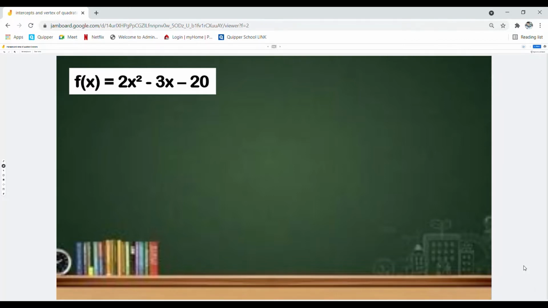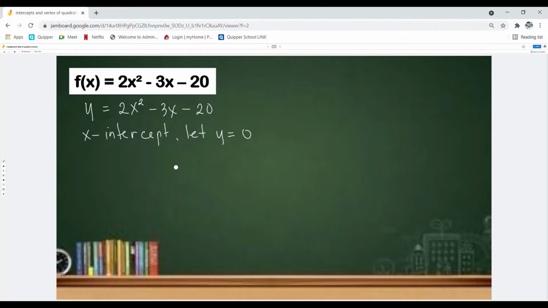Alright, so let's make use of this example here to solve for the x-intercepts and the y-intercept. Let's have first the x-intercept. Before doing so, we can write this one in this form, y equals 2x squared minus 3x minus 20, where f of x is just the same as y. Now, if you are going to look for the x-intercepts, it's very easy. Solving for x-intercept, what are we going to do? Very important, you will let your y be equal to 0.